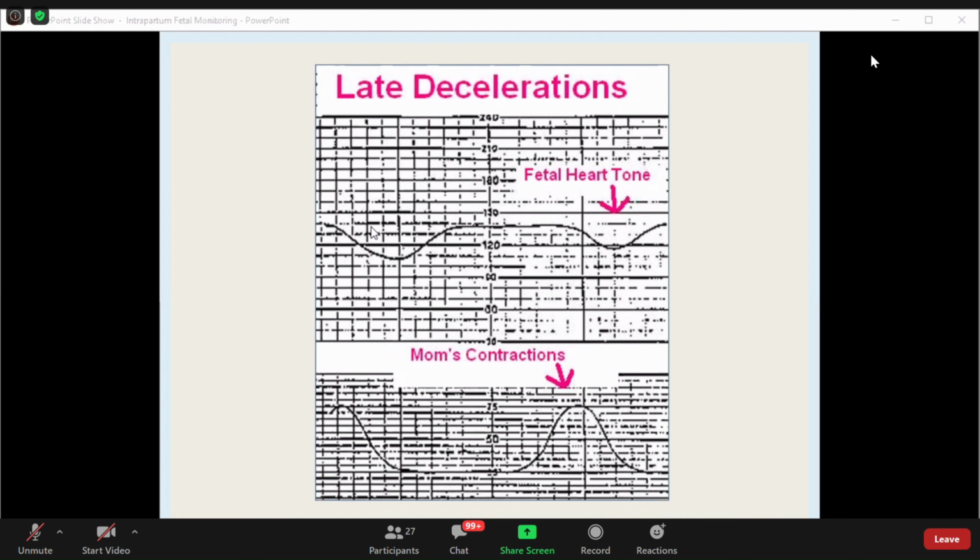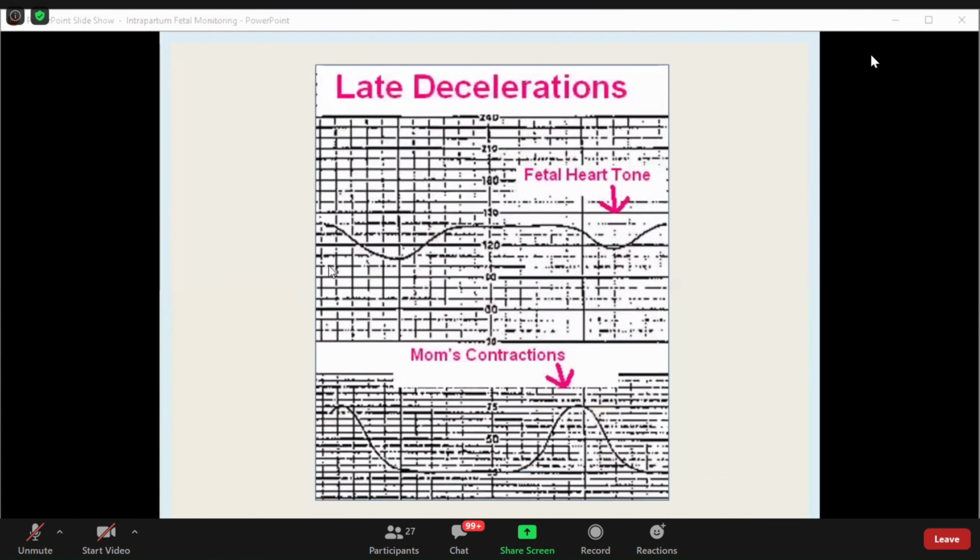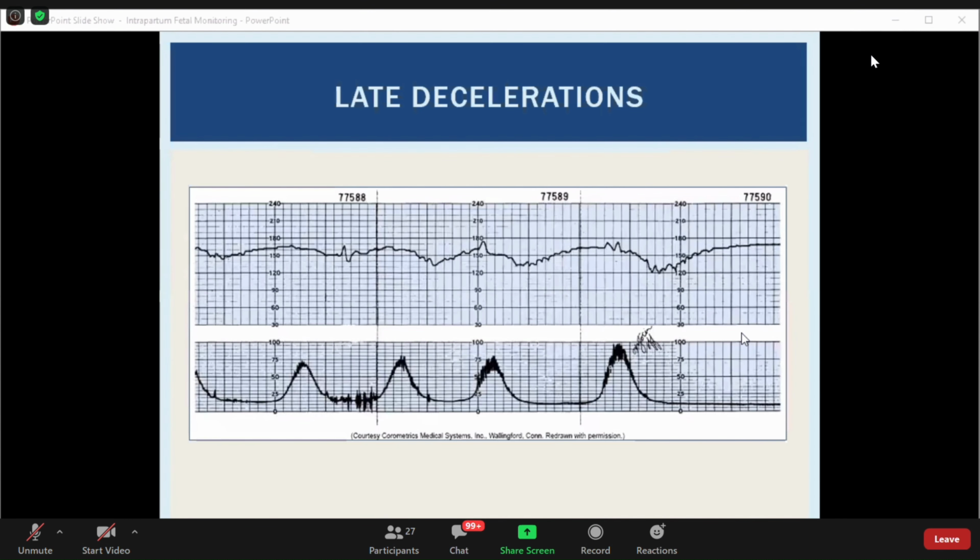Okay? So your concern here is a lack of oxygenation to the fetus. And so your interventions are going to be around correcting that. So late decels, here's some more late decelerations for you. This one is not as marked as the previous one. This one, you can see a little bit more clearly. Let me see. So there's some late decels here.